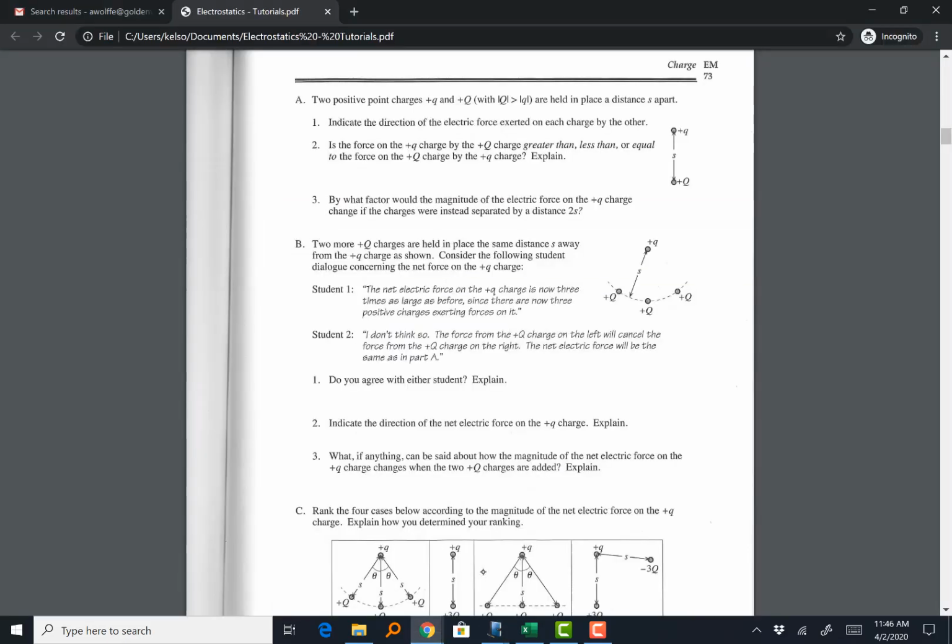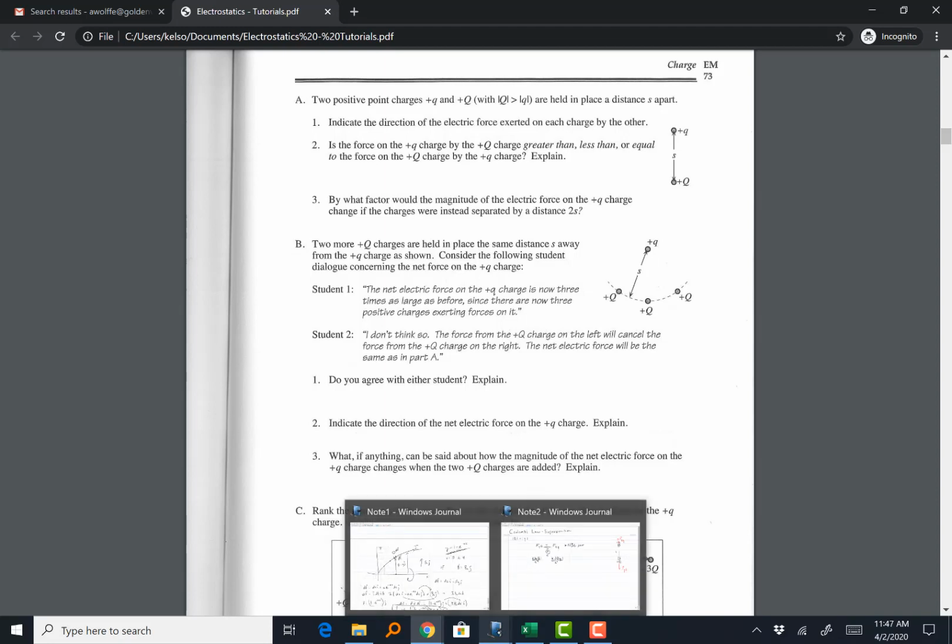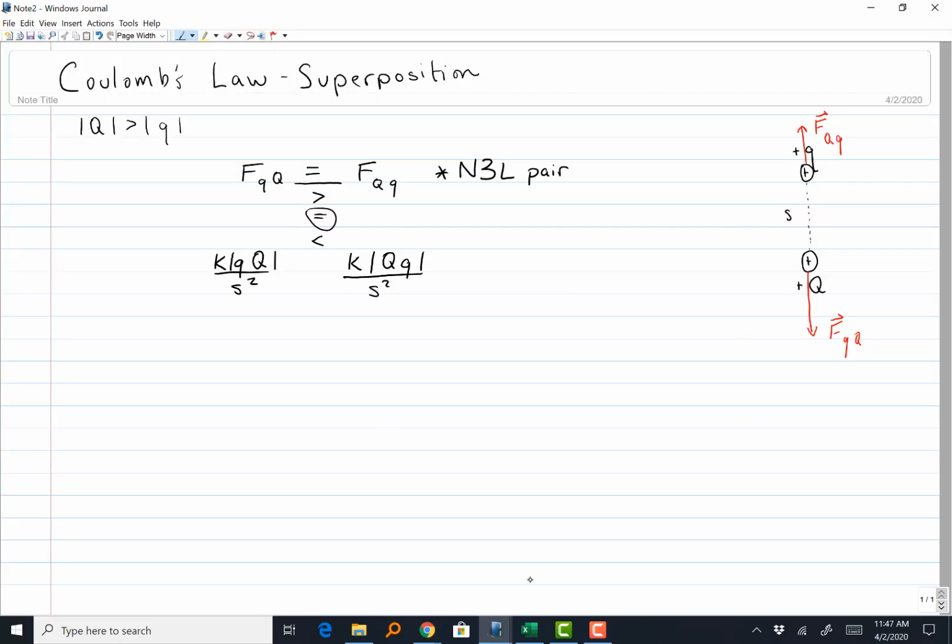And then A3: by what factor would the magnitude of the electric force on little q change if the charges were instead separated by a distance of 2s? We're looking at this force and asking, what's going to happen to the force if we double the distance between them? One thing we can tell right off the bat is that if we're increasing the distance between the charges, then we should be decreasing the overall force. This is an inverse square law. So as the distance between two charges increases, the force should decrease. But we can be a little bit more specific than that.